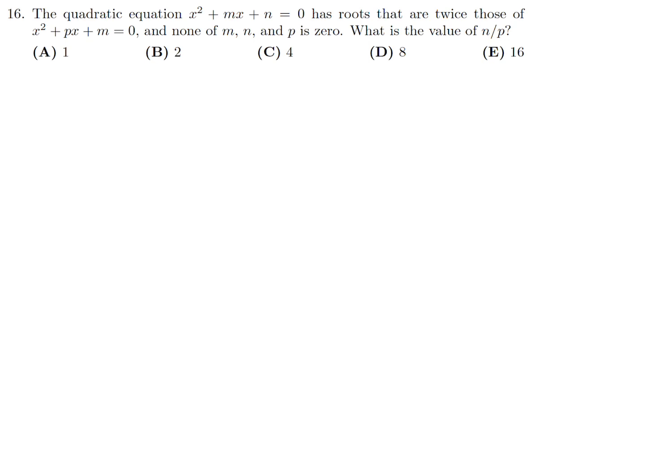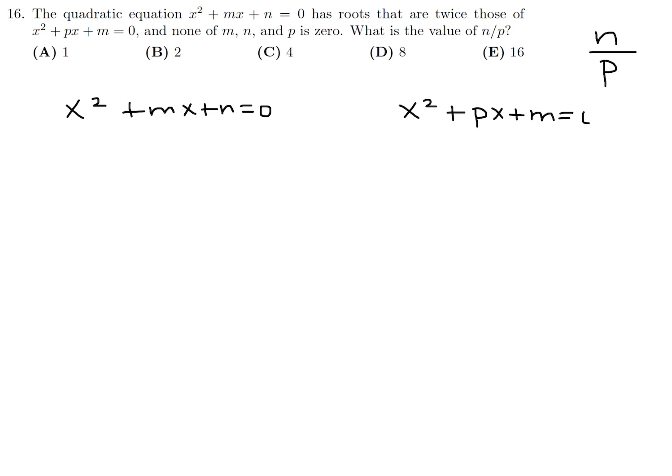The quadratic equation x squared plus mx plus n equals 0 has roots that are twice those of x squared plus px plus m equals 0. None of m, n, and p is 0. What is the value of n over p? So this is what they want us to figure out. All right, so our first quadratic is of this form, and our second quadratic has a p and an m in there like that.